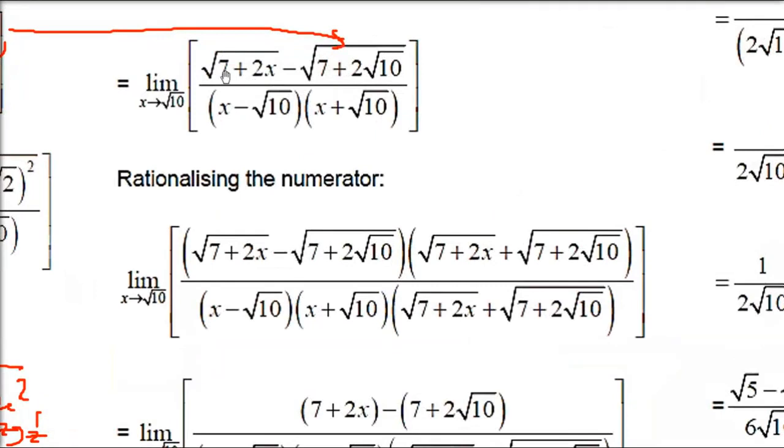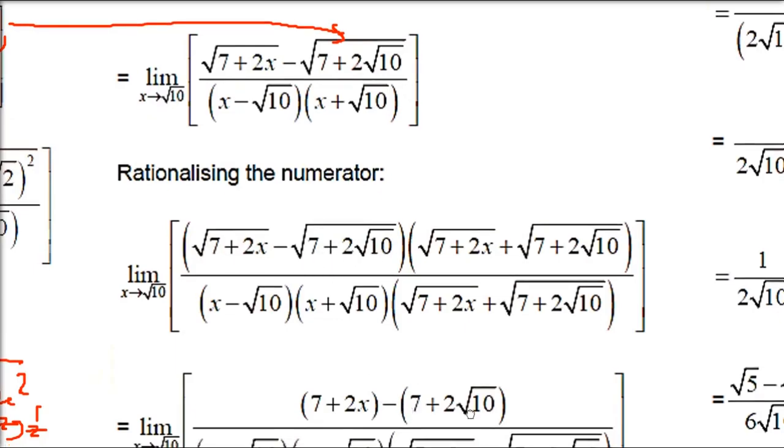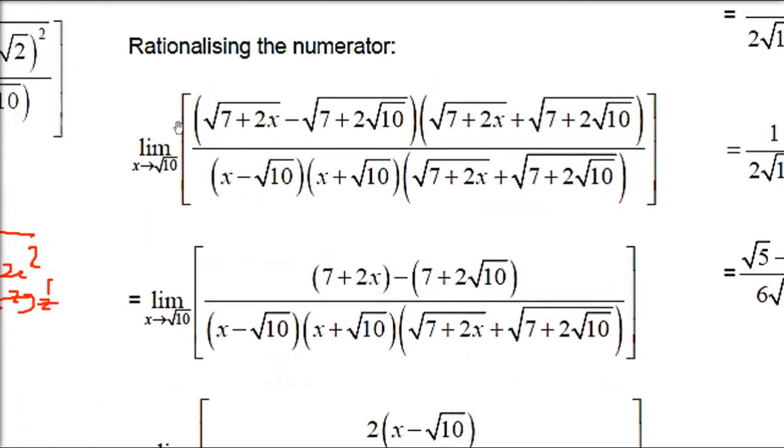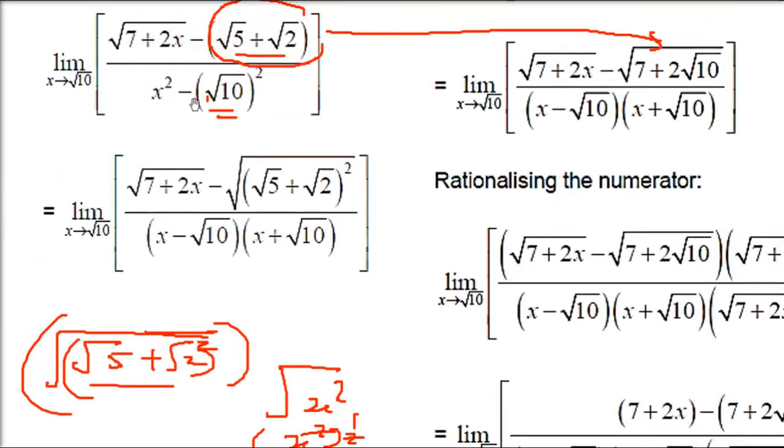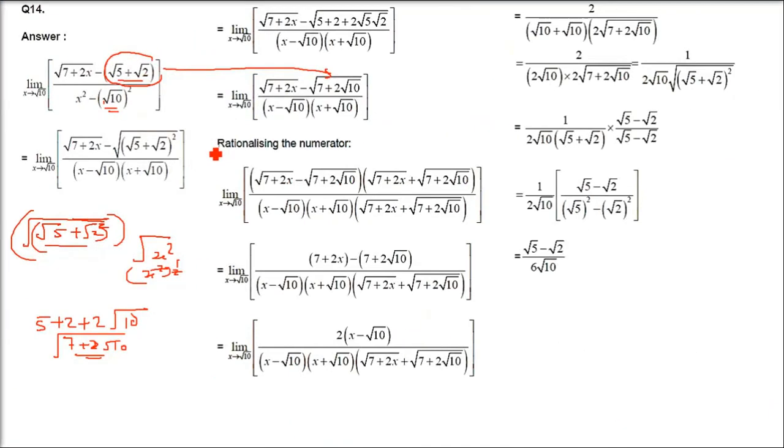Now, the denominator, what was it? It was x square minus 10. It was not x square minus under root 10 whole square. So I am rationalizing it first of all, multiplying the same content with the positive sign here. So a square minus b square, under root 7 plus 2x whole square is 7 plus 2x. And the denominator, initially it was x square minus 10. So now I am writing it as x square minus under root 10 whole square.